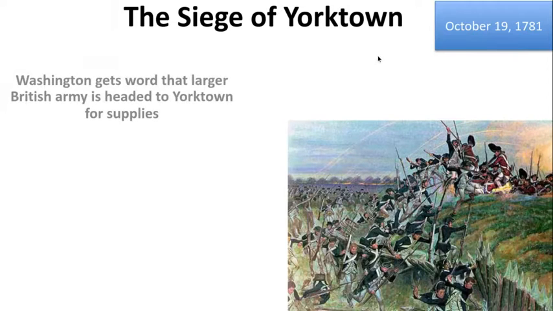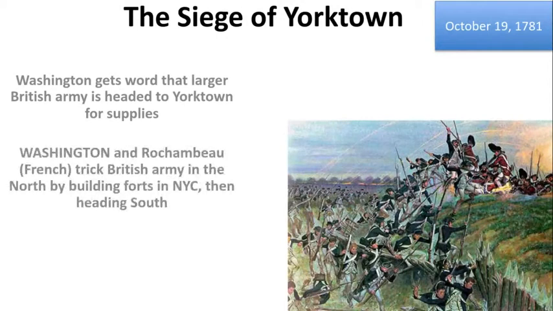It was a siege. It lasted about 3 weeks. Washington heard about Cornwallis moving into Virginia. And so he and the French commander, Rochambeau, decide they're going to go down there, but they trick the British first so that the British fleet doesn't leave New York.